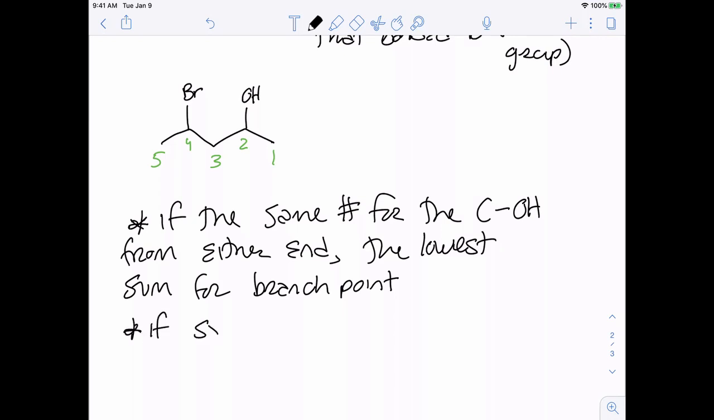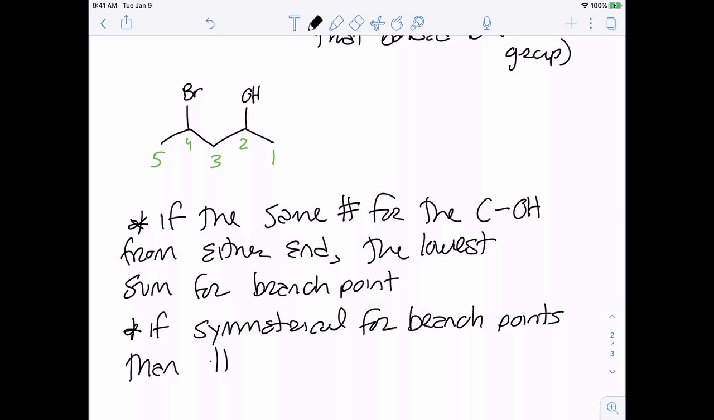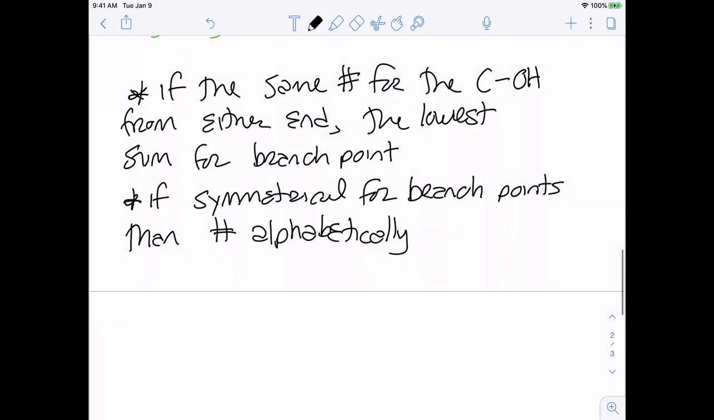So if symmetrical for branch points, the branch points don't have to be the same, they just have to be the same numbers. Hopefully you guys remember from before, when I say branch points, I'm talking about the carbon numbers. So if symmetrical for branch points, then number alphabetically. We want the substituent name that's higher up in the alphabet to have the lower number.